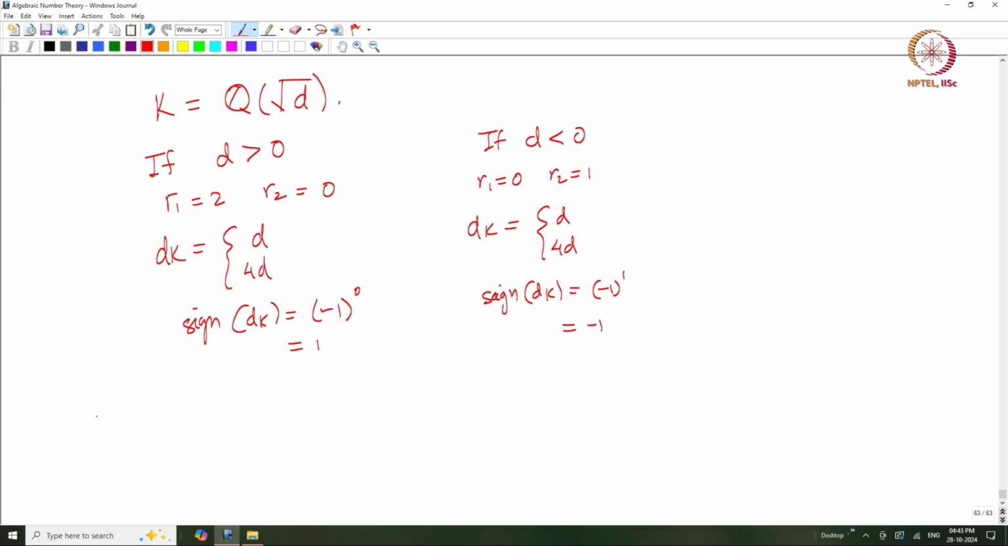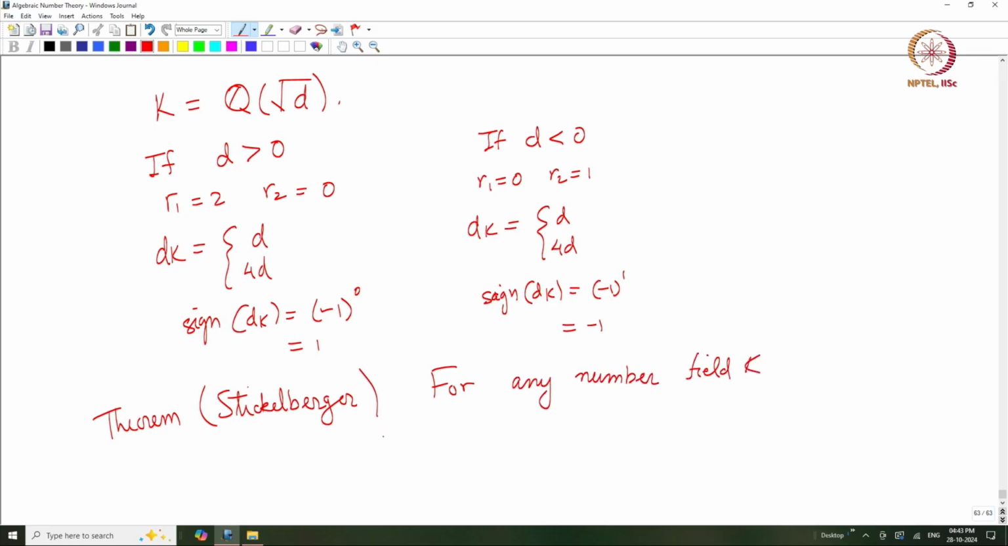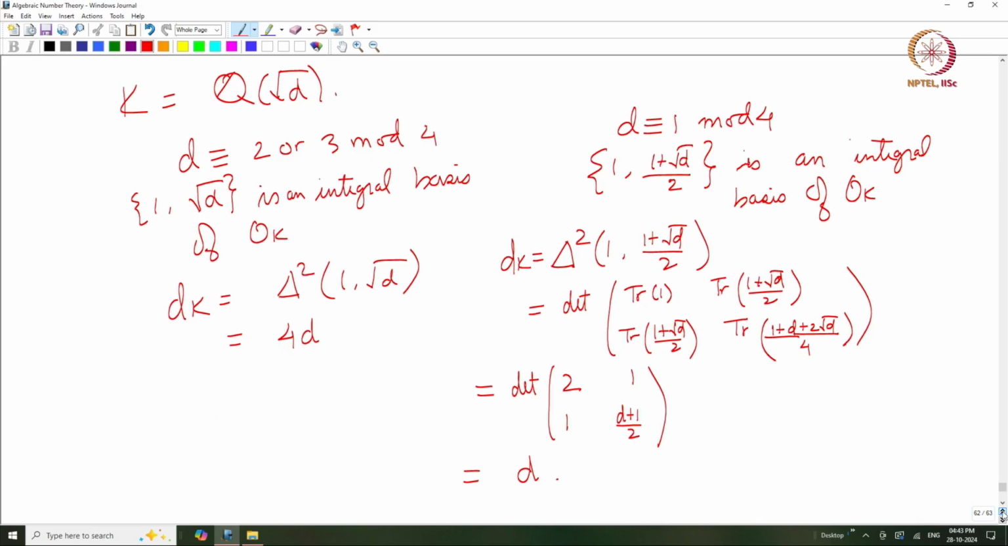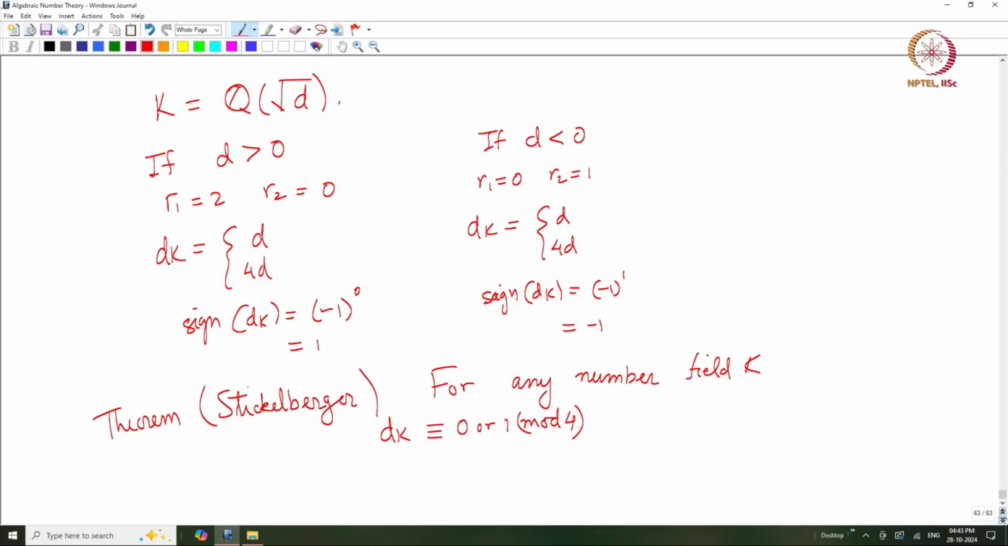Now, let me stop with a nice observation of Stickelberger, which is very curious, because there is no reason a priori to believe something like this. For any number field K, the discriminant is a rational integer, but it is always 0 or 1 mod 4. Whatever observation I made on this page, that dK is always 0 or 1 mod 4, is actually true more generally for any discriminant.